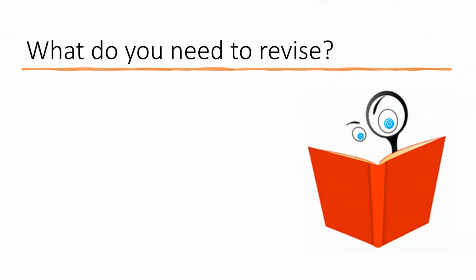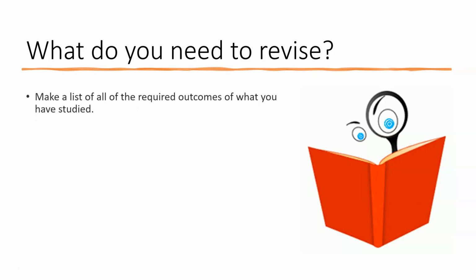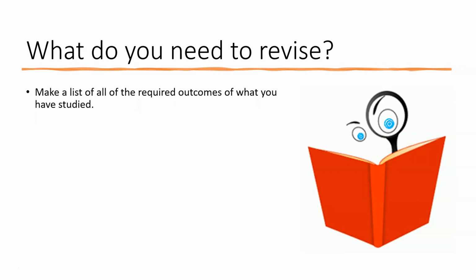Now, before you can start revising at all, you really need a clear idea about what it is you need to revise for your upcoming test or exam. So you've got to make a list of the required outcomes, okay? So what you have studied. Your teacher would have given you some kind of list of outcomes. You might get exam notifications, okay? But you need a list of everything you've studied that is going to be tested in that exam or test.